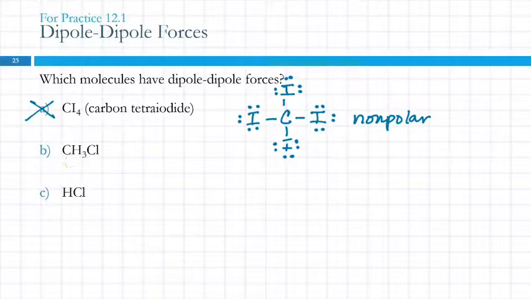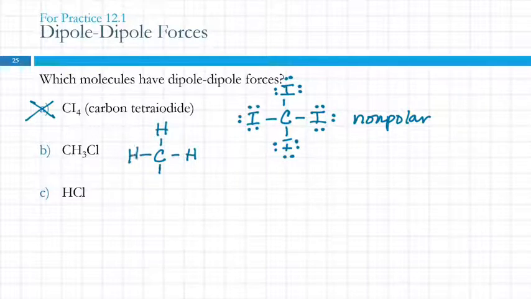Let's look at this one, CH3Cl. So carbon in the middle, 3 hydrogens, and a chlorine. The chlorine's going to have lone pairs on it. Are there any lone pairs on the carbon? No. So that's condition 1. Are all of these atoms the same or have the same electronegativity? No, they don't. So in order for it to be nonpolar, we have to have both of those conditions met. So this is a polar molecule.